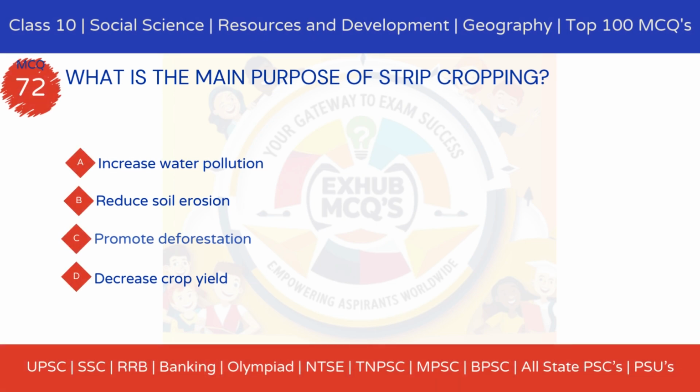MCQ 72. What is the main purpose of strip cropping? Option A, increase water pollution. Option B, reduce soil erosion. Option C, promote deforestation. Option D, decrease crop yield.